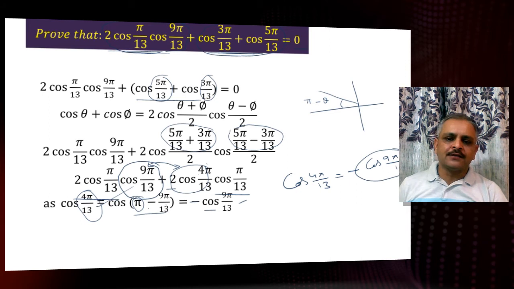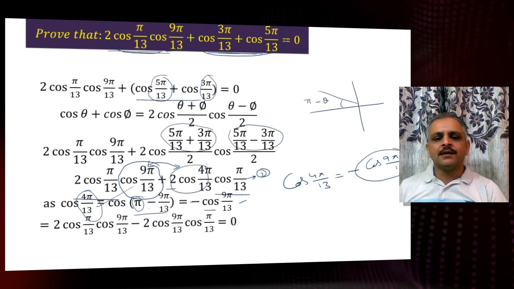So let's replace it in equation number 2. It will become 2 cos pi by 13 cos 9 pi by 13 plus 2 cos 4 pi by 13 cos pi by 13, replaced with minus 2 cos 9 pi by 13 cos pi by 13. You see that these two will cancel, so it will be equal to 0, which is the right hand side.